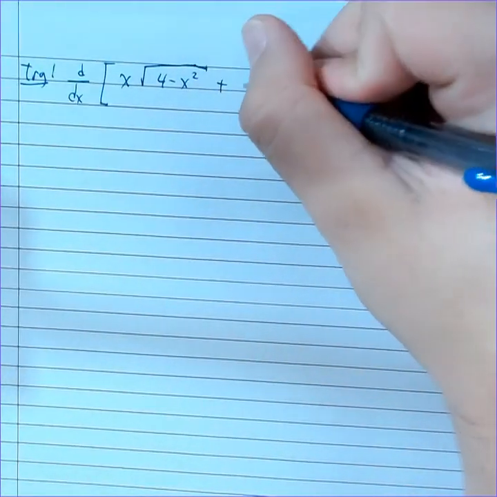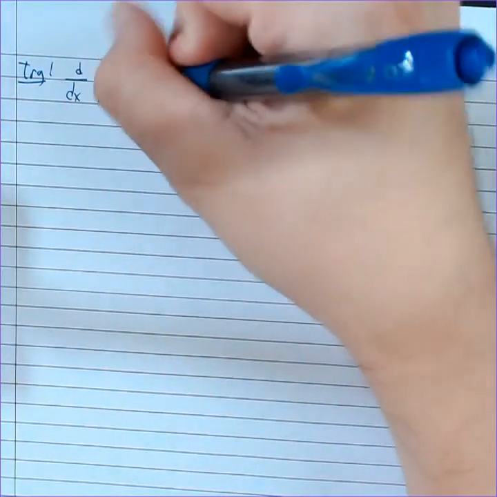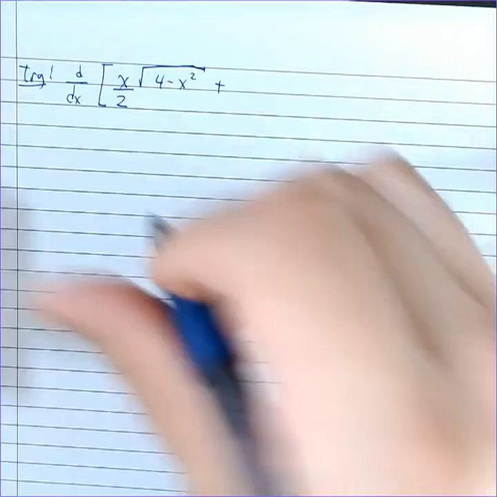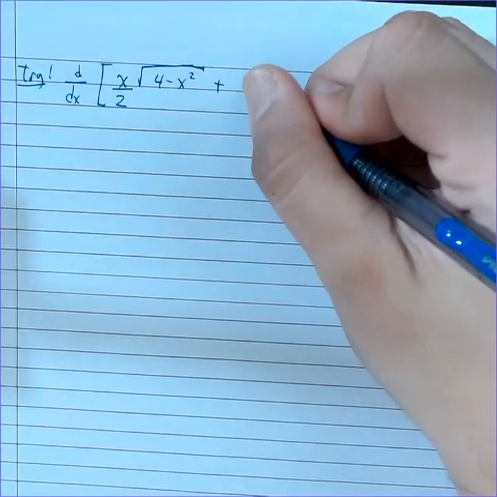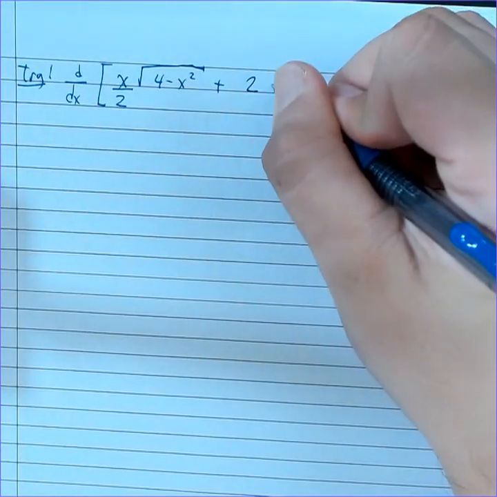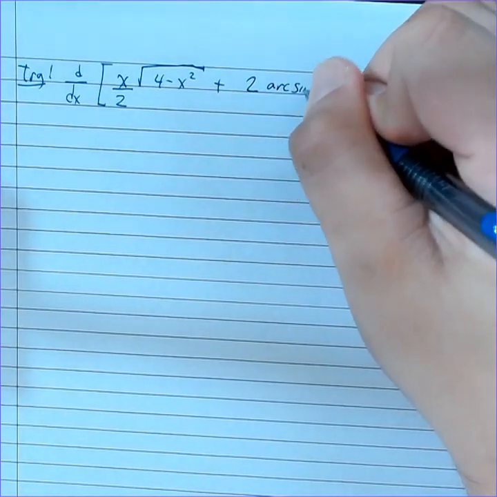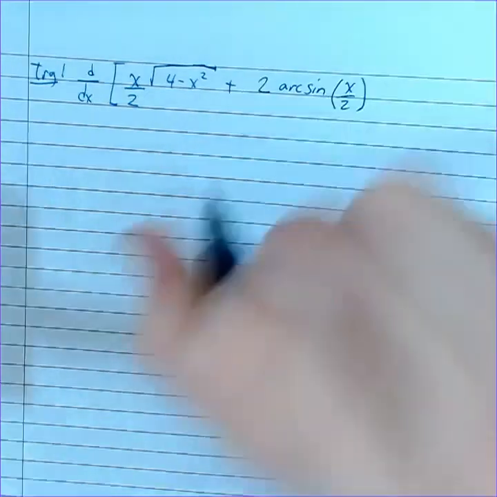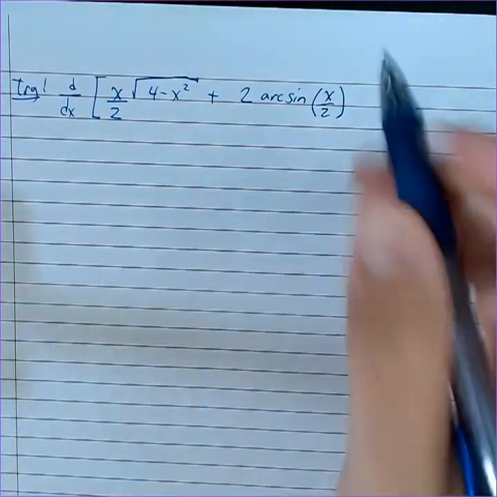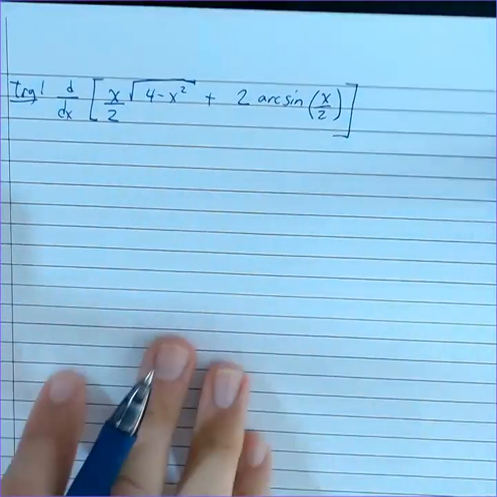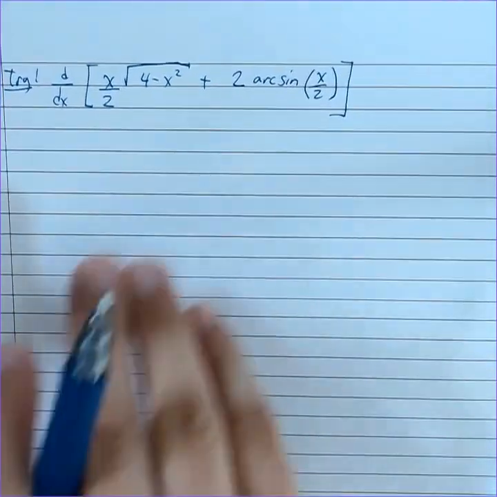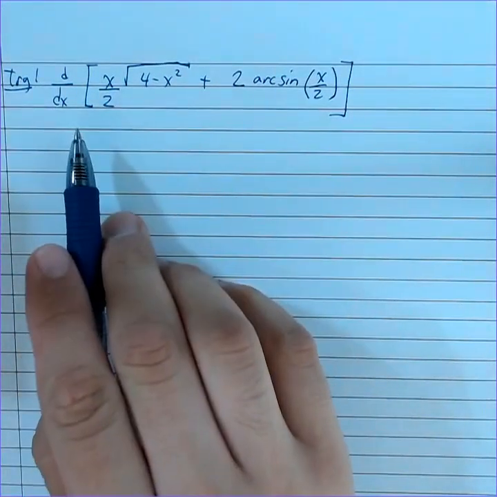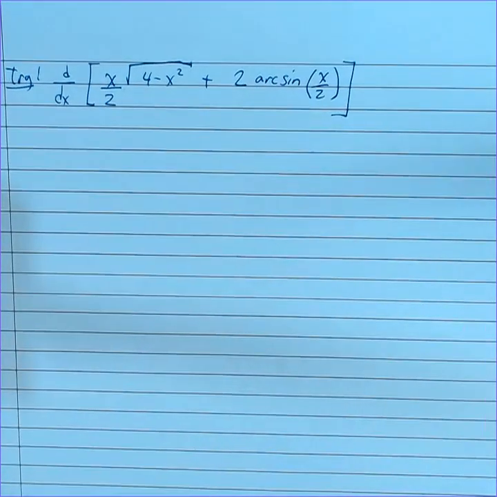Plus, oh, I'm sorry, I forgot a 2 here. So that's being divided by 2. Plus 2 times the arc sine of x over 2. So go ahead and give that a try. Pause the video and give yourself as much time as you need. Go through and find the derivative. Once you're done, go ahead and unpause and we'll go through it together.